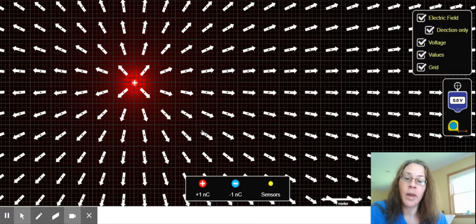Notice what has happened to the field. Notice how you can see what direction the field is acting.